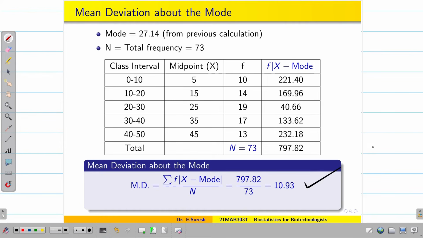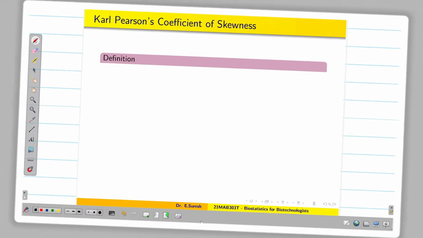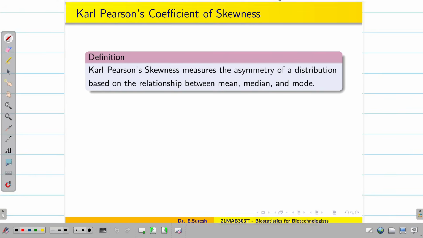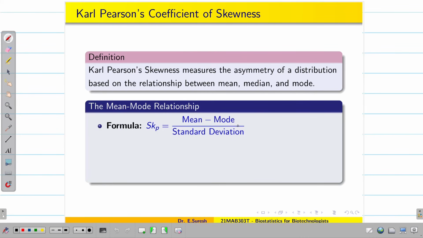Hope you understand, students. Sometimes instead of the normal coefficient of skewness, people may ask you to find the Karl Pearson coefficient of skewness. So let us see what is meant by the Karl Pearson coefficient of skewness. It gives the relationship between mean, median and mode, and it finds the skewness, obviously, for asymmetry of a distribution. So the formula is mean minus mode divided by standard deviation. This is the easy formula we use.